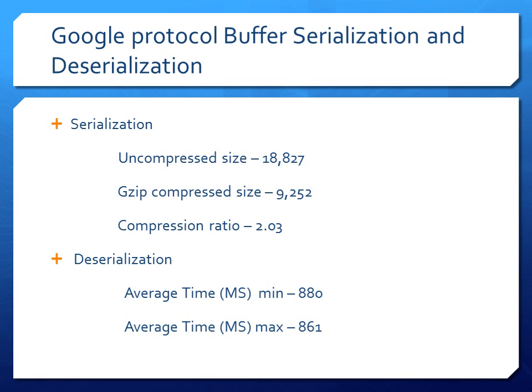And just some more stats for you. Again, you can compress them down. Their uncompressed size can go down to compressed size in about a ratio of 2.03. And then the average time in milliseconds to deserialize them. Minimum's 880, which again is the high number, and max in terms of speed would be 861. So they're pretty consistent and efficient.